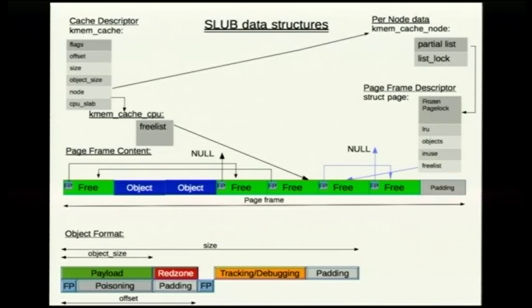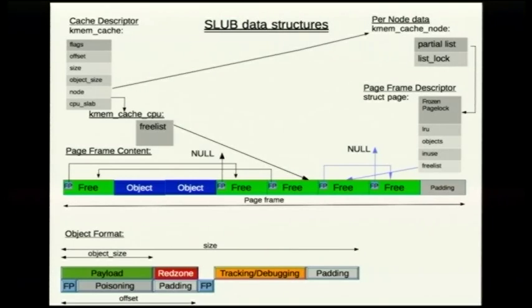If you look at the object format, when it's green, it's in use, and you have the payload there, and if the object is freed, you have the free pointer pointing to the next object. So this is a single object format, and if you look at the page frame content here, you see how the free lists work. From the page frame descriptor, the free list pointer points to the first free object, which points to the next one, which points to the next one. At some point, you get a null pointer, and then the free list is at the end.